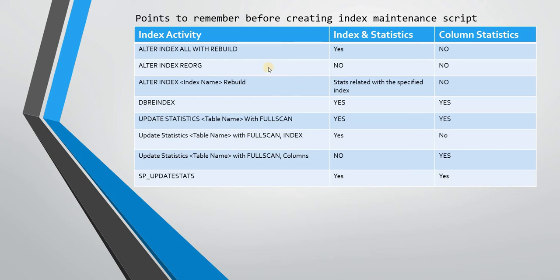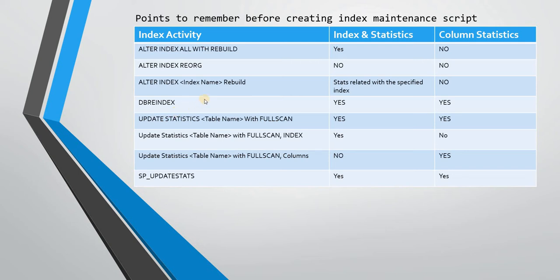Okay, then ALTER INDEX REORGANIZE. This is where instead of rebuild you do the reorganization, right? Reorganize your indexes. In this case, statistics are not updated, and column statistics are also not updated. The first option was reindexing all the indexes on a table. The third option is reindexing a specific index on a table, right? In this case, stats related to that specified index get updated, but your column statistics don't get updated.